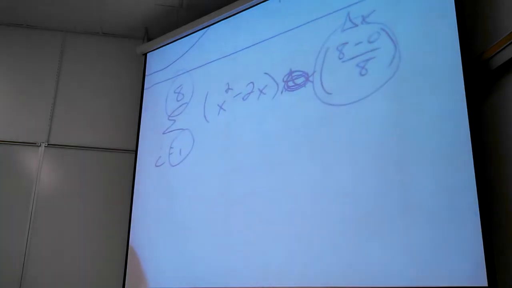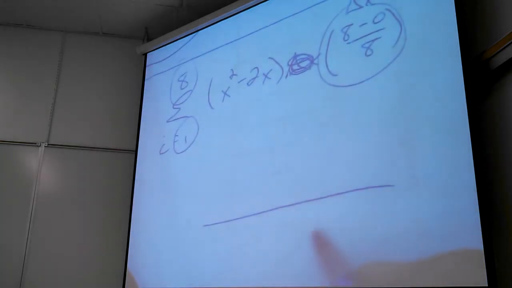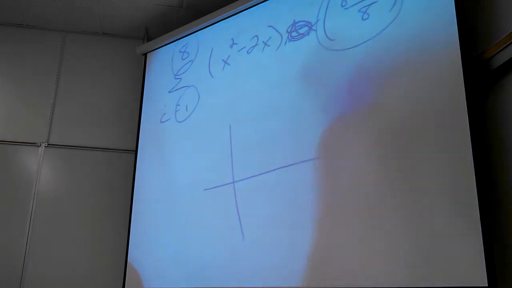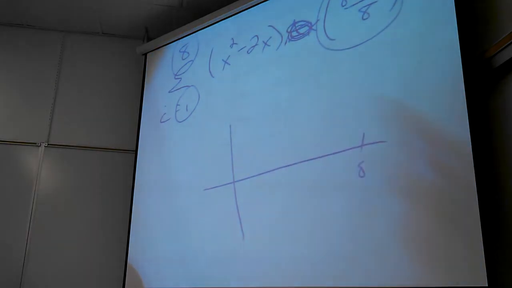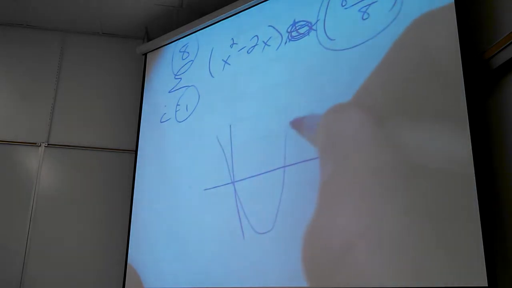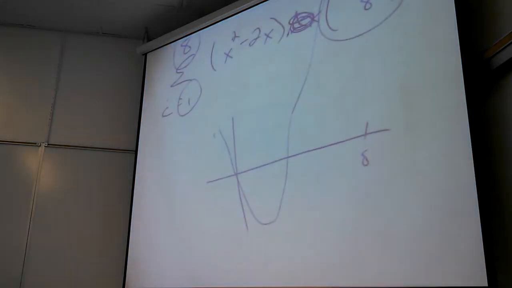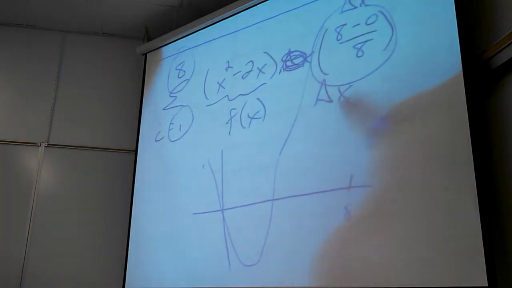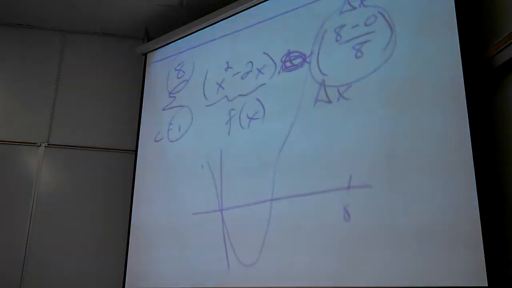Where am I going from and to? From 0 to 8. Yes. It just goes on forever. That's basically the picture. So here's my f of x, here's my delta x, and there's my sum.